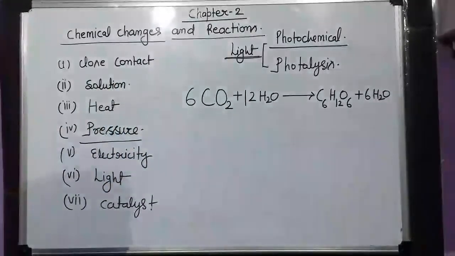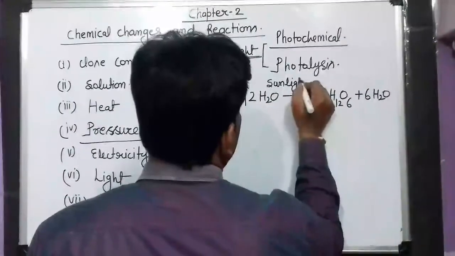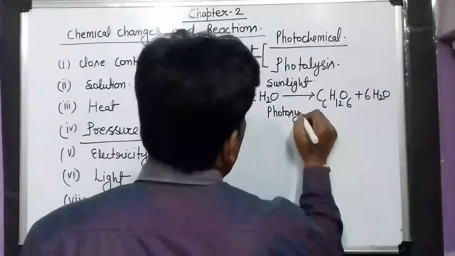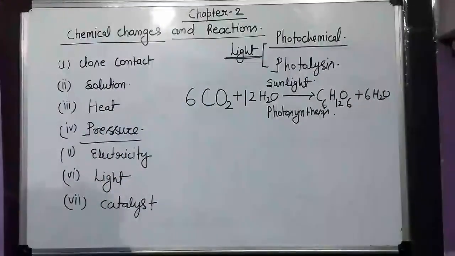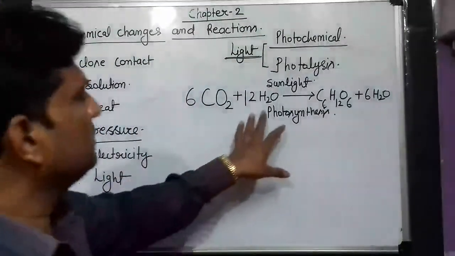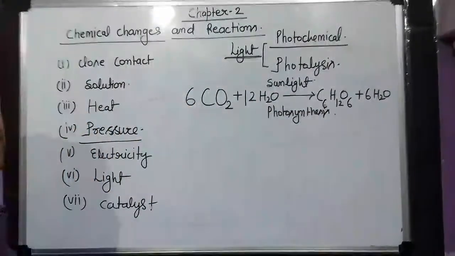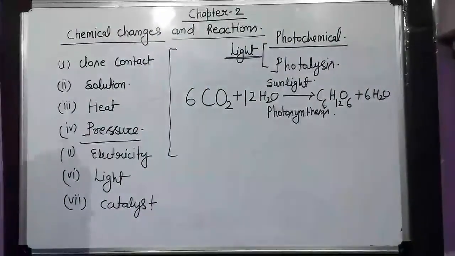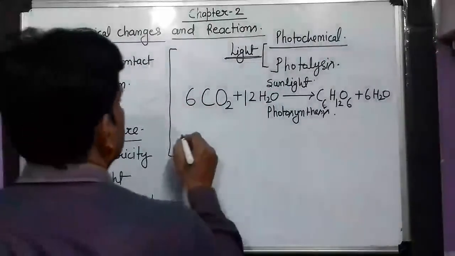Okay, student, so glucose is formed in the presence of sunlight. This is called photosynthesis. Clear, student? 6 CO2 plus 12 H2O equals C6H12O6 plus 6 O2 plus 6 H2O. Okay, so this is the reaction. Clear or not?